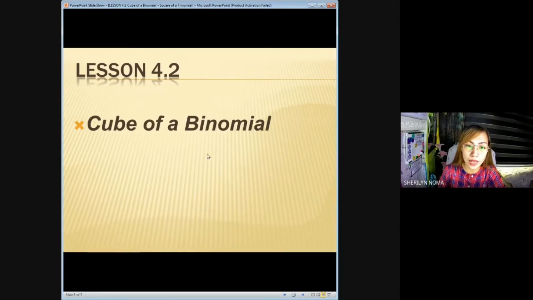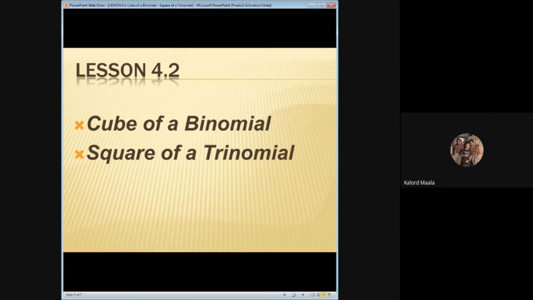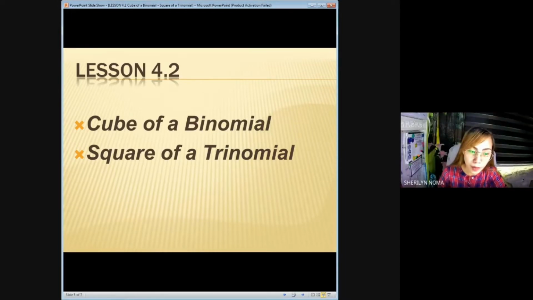4.2, so we'll discuss again the cube of a binomial and the square of a trinomial. So when we say cube, ano po yung exponent? Cube. What is the exponent when we're talking about cube? 3. Okay, very good. And then for binomial, how many terms do we have?